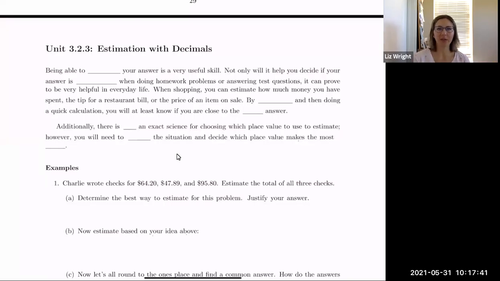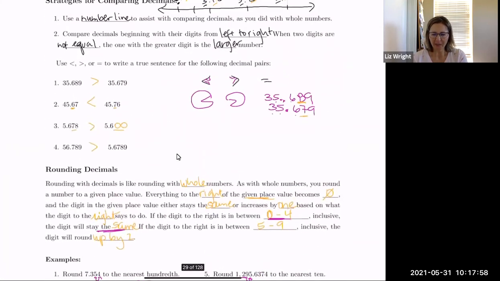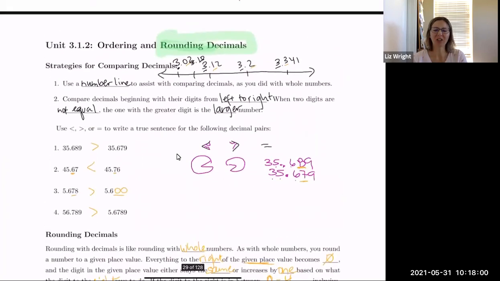Hi everybody. In this video, we are going to be talking about estimation with decimals, which is unit 3.2.3. And one thing I want to point out first is that estimation with decimals is similar, but also different from what we were just talking about with rounding decimals. So in this topic, we talk about ordering and rounding decimals.